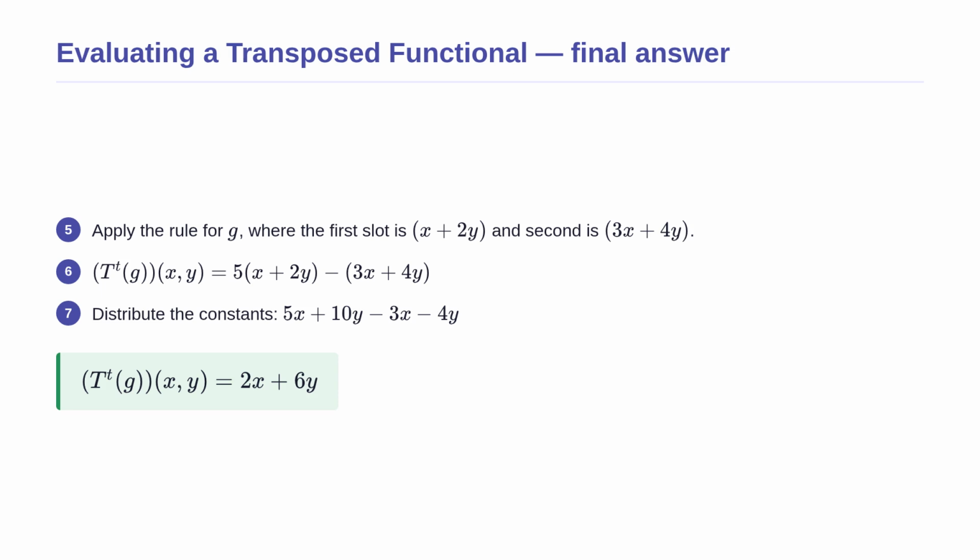This transposed functional is a brand new rule that takes an input vector and directly outputs a scalar, completely bypassing the intermediate target space. This physical interpretation shows the direct bridge we have built.